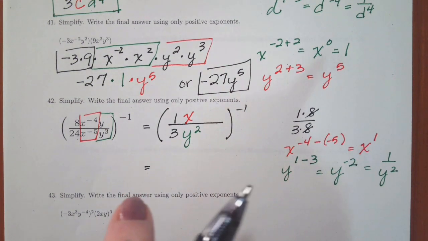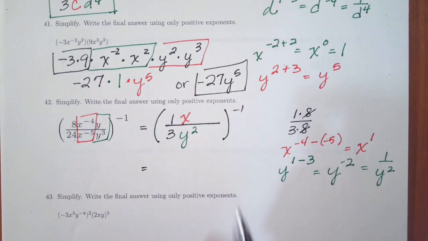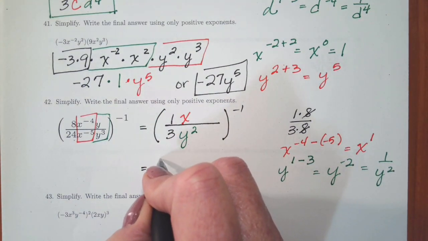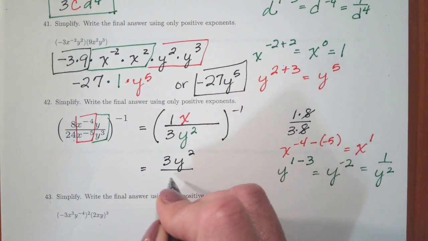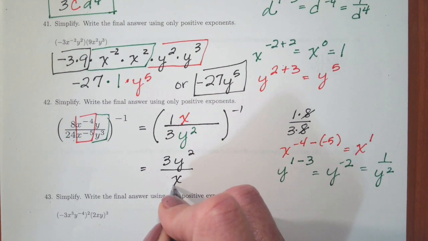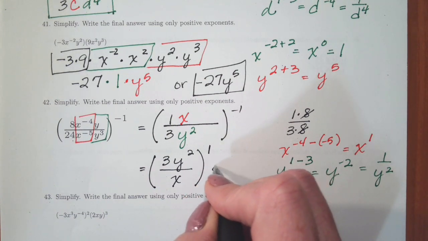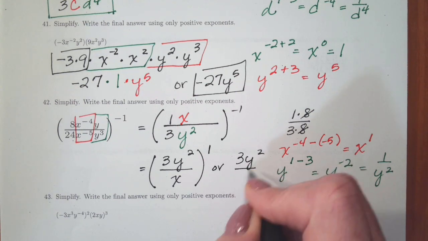That just means to reverse it. I take the whole thing and flip it upside down. So that becomes 3y to the second divided by x to the 1, or just 3y to the second over x.